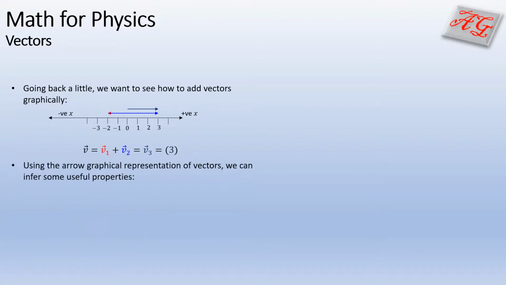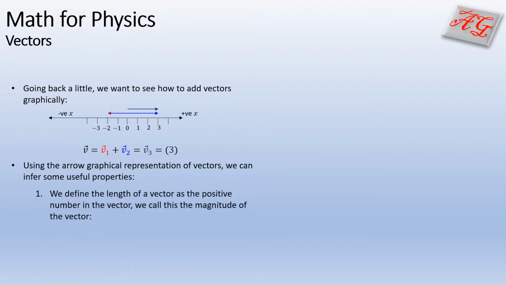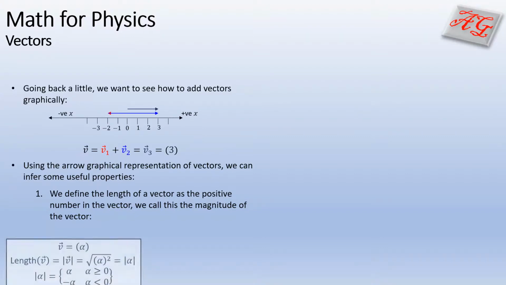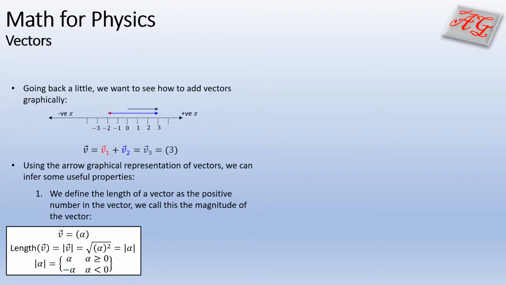So, using the arrow representation, we can infer some useful properties. The first property we can infer is that of the length of a vector. We can see that the length of a vector in 1 dimension, that is also called the magnitude of a vector, is the absolute value of the number inside the vector.